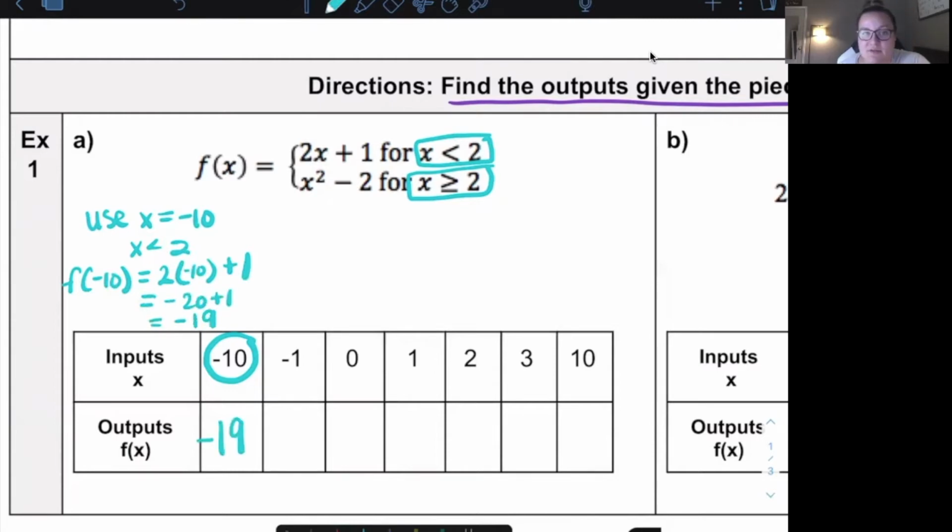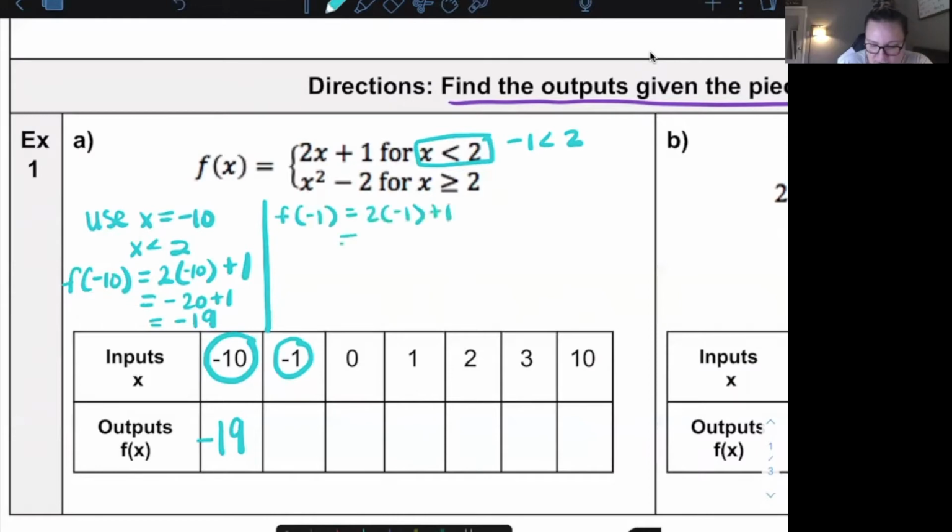Now we're going to do the same thing for negative 1, 0, 1, 2, 3, and 10. So for negative 1, well, negative 1 is less than 2. So again, I'm going to use 2x plus 1. So we're going to have f of negative 1 is equal to 2 times negative 1 plus 1, or negative 2 plus 1, which is just negative 1.